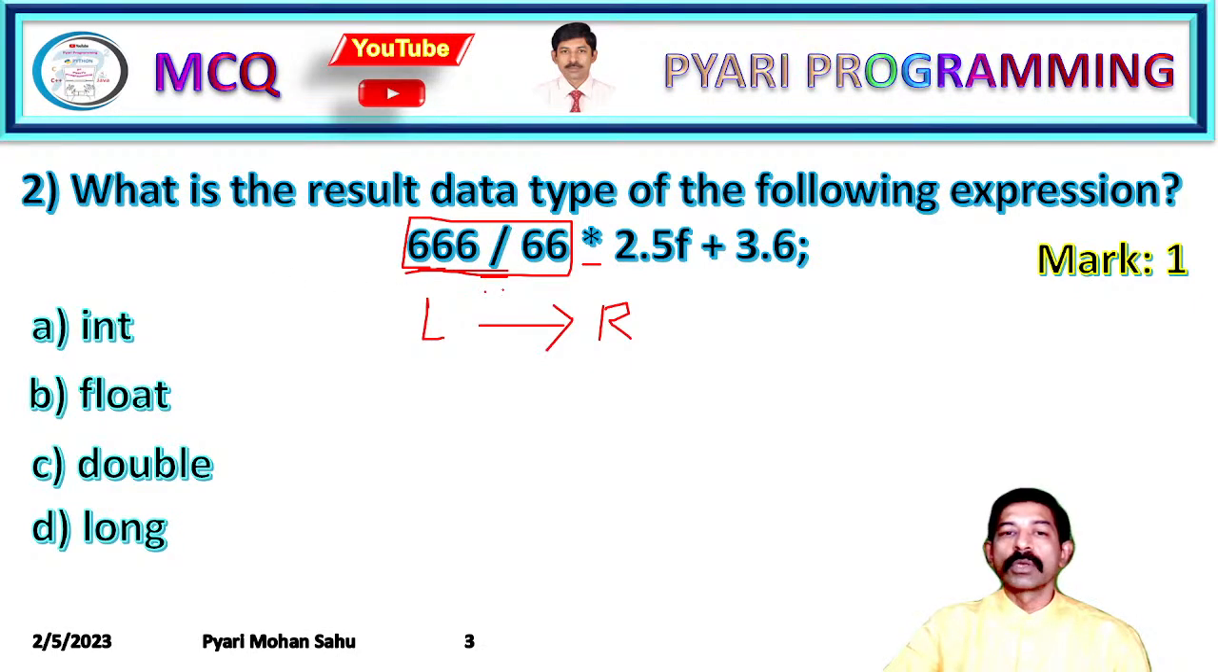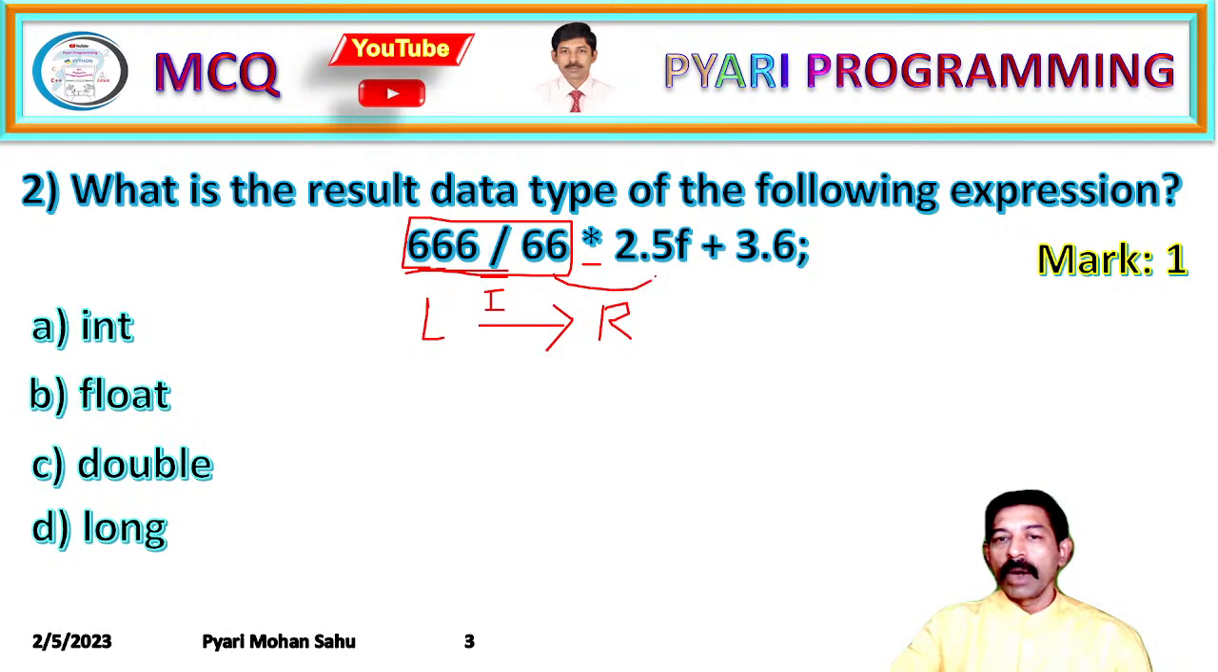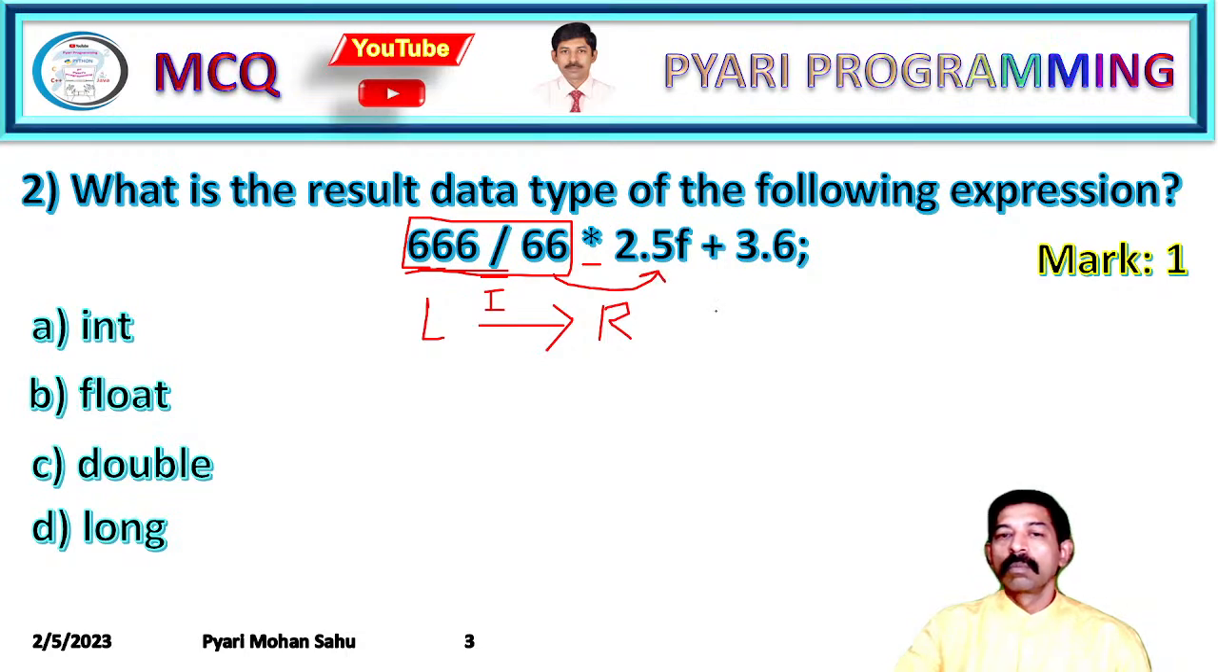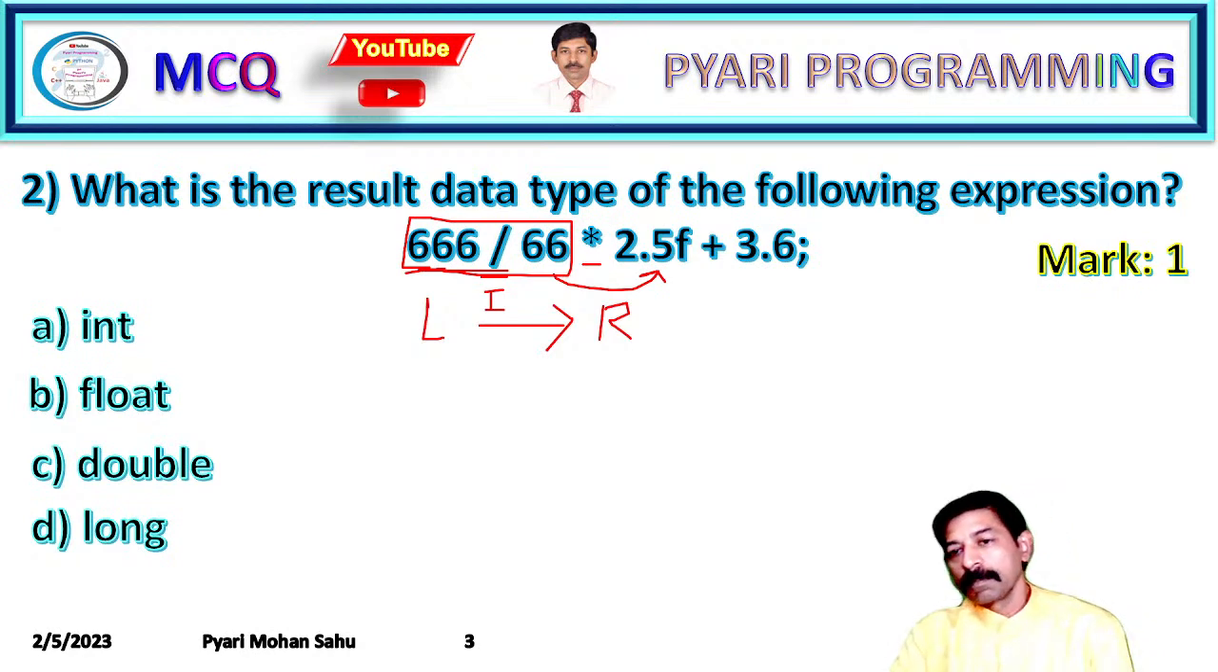Now we got up to this, we got integer. Now this expression is multiplied with a float value. Now integer multiplied with float, result is, next question is int multiplied with float. Result type. Integer multiplied with float, result type. Second question answer: float.